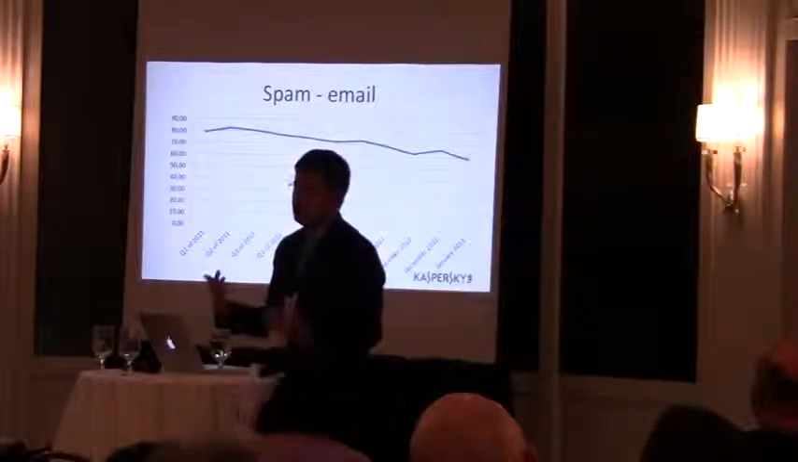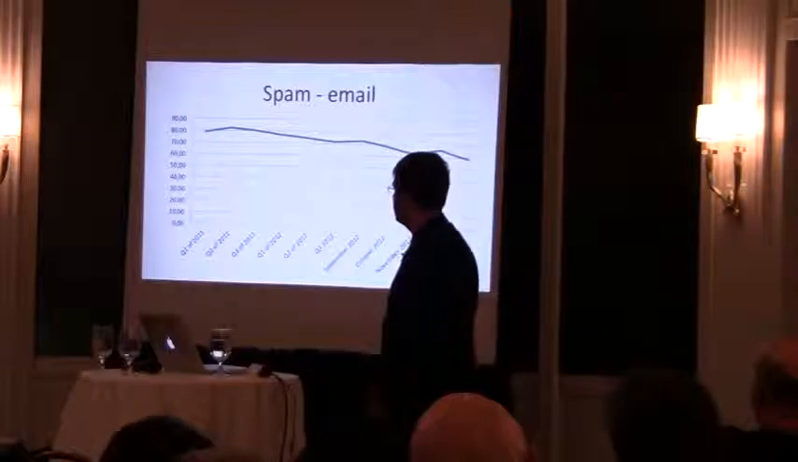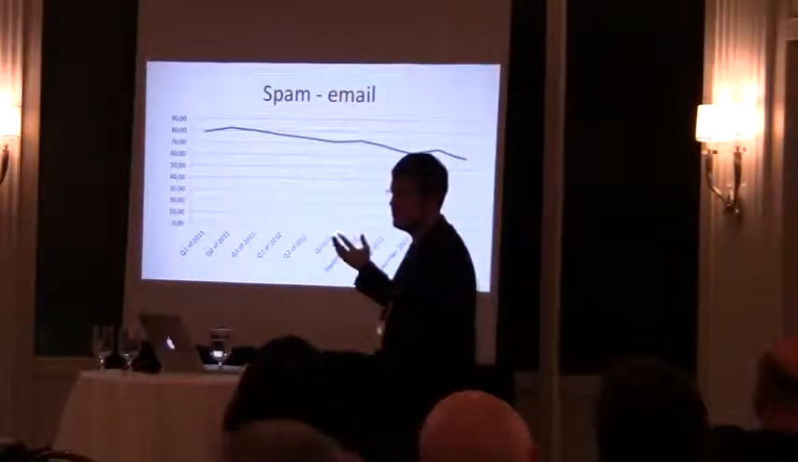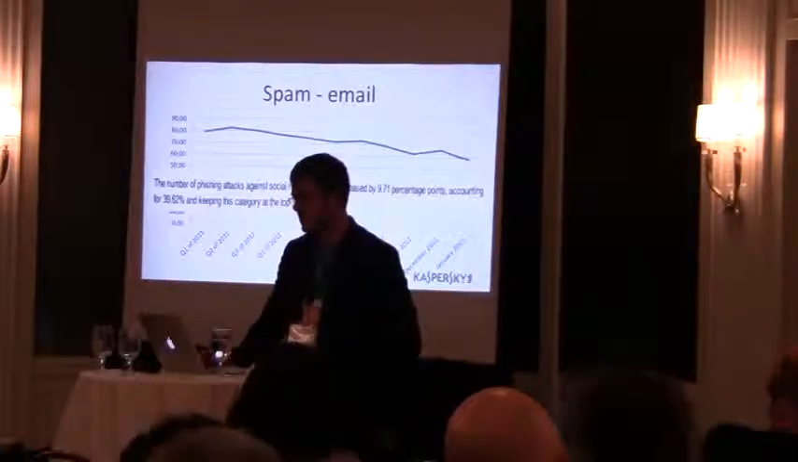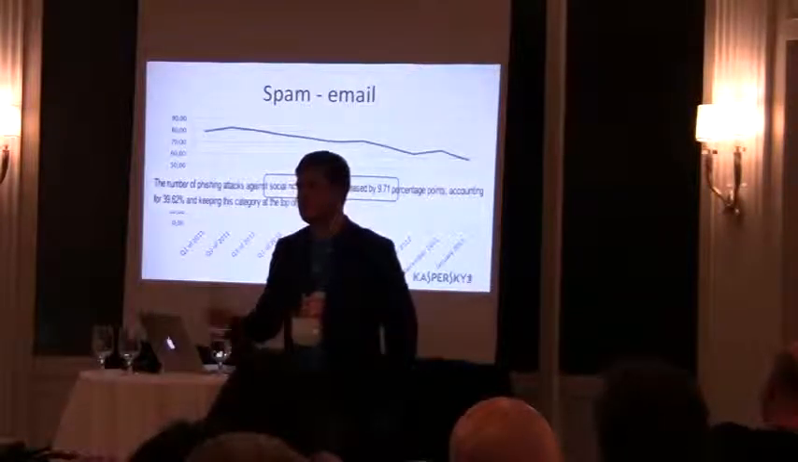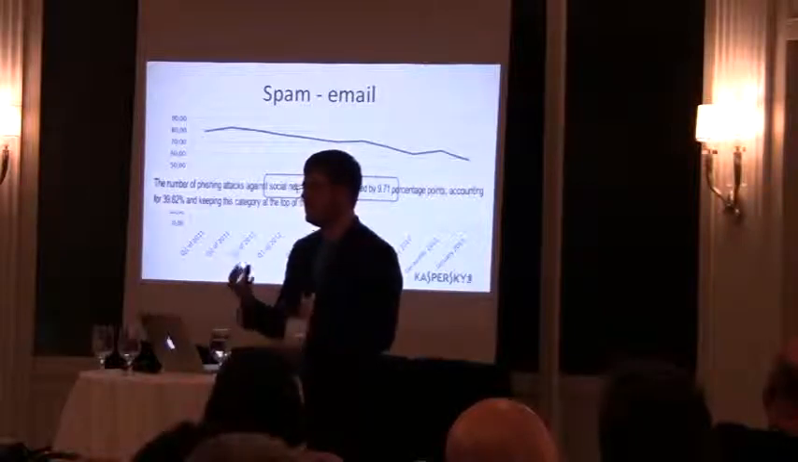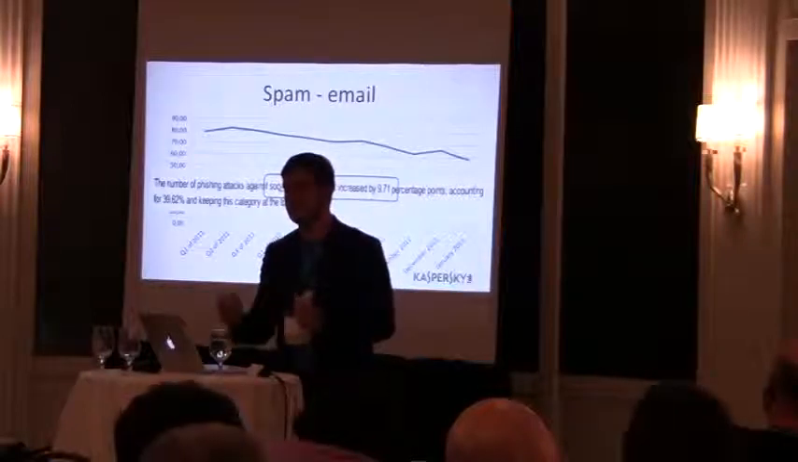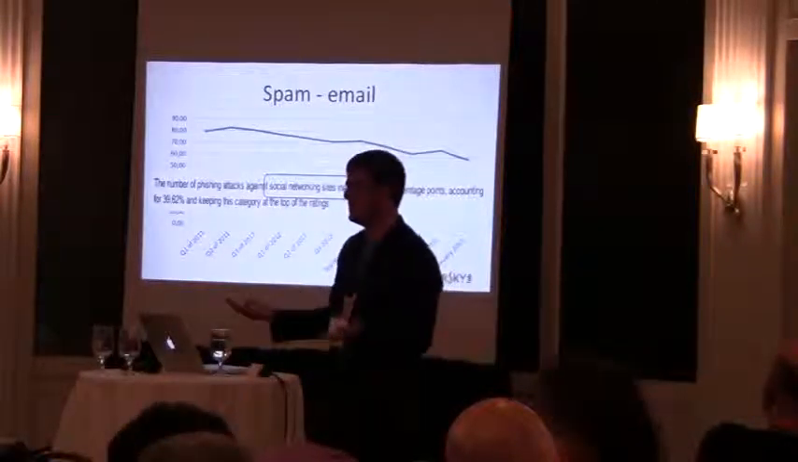But from our stats at Kaspersky, for instance, we are seeing spam decreasing by about 10% in the last couple of years, which is quite a lot. And at the same time, we saw spam in social networks increase by 10% as well. There is no direct correlation between these two numbers, but you can see there is a new paradigm, and the attackers are moving from email messages to social networks. And there is a good reason for that.